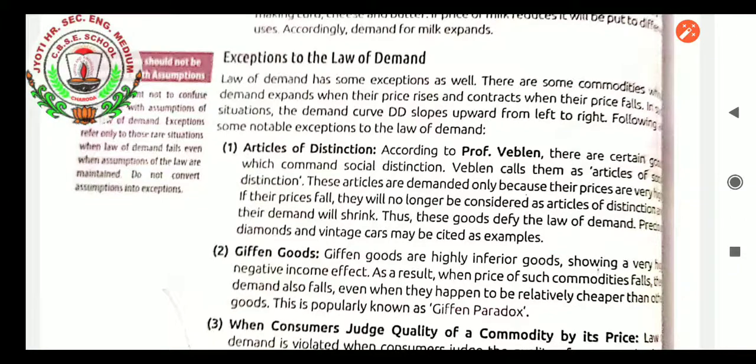Giffen goods are highly inferior goods, showing a very high negative income effect. As a result, when the price of such commodities falls, the demand also falls, even when they happen to be relatively cheaper than other goods. This is popularly known as the Giffen paradox.